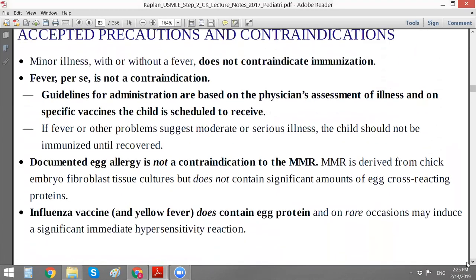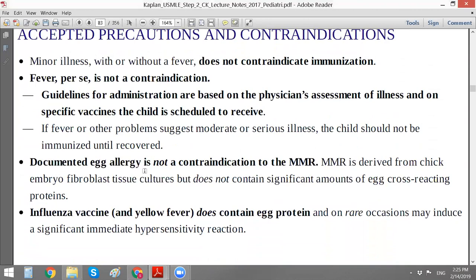Minor illness with or without a fever does not contraindicate immunization. Fever per se is not a contraindication. Guidelines for administration are based on the physician's assessment of illness and on the specific vaccine the child is scheduled to receive. If there is fever or other problems such as moderate or serious illness, the child should not be immunized until recovered.